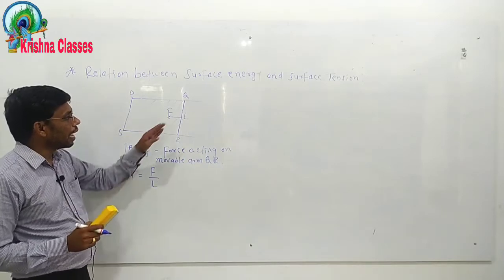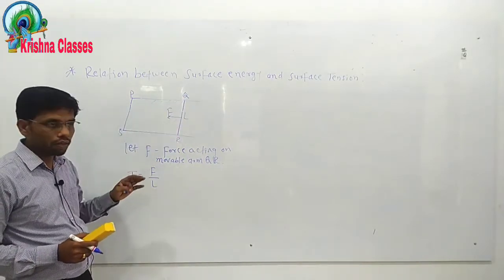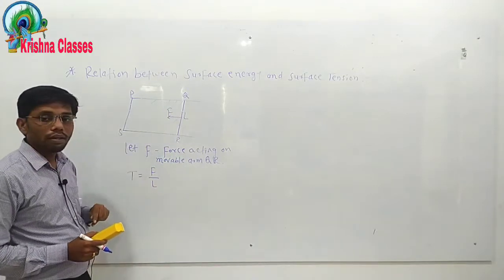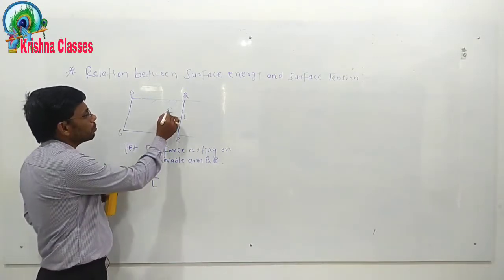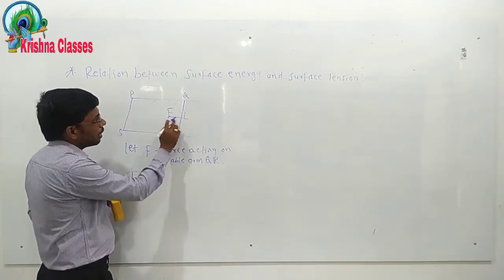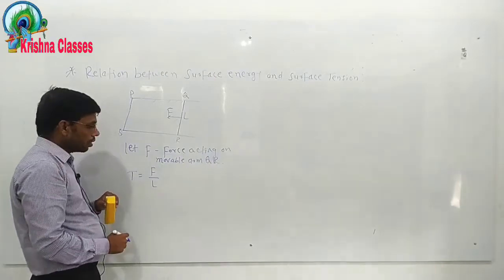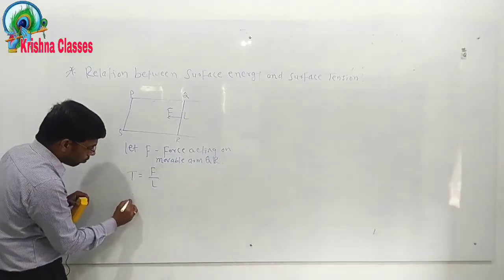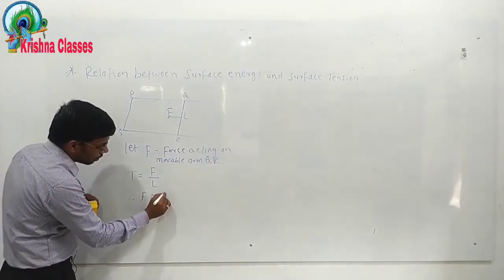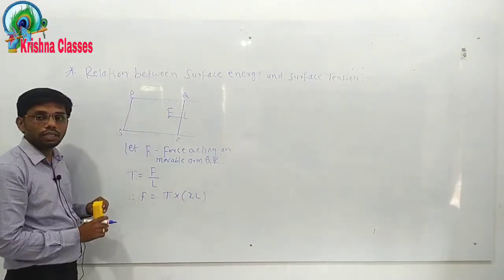Now see here, this QR arm is a movable one, and it moves towards the PS. So this much force F is acting on that arm QR, and the length of that arm QR is L. Now therefore we get F is equal to, what we get? T into twice L. So why do I write twice L here?